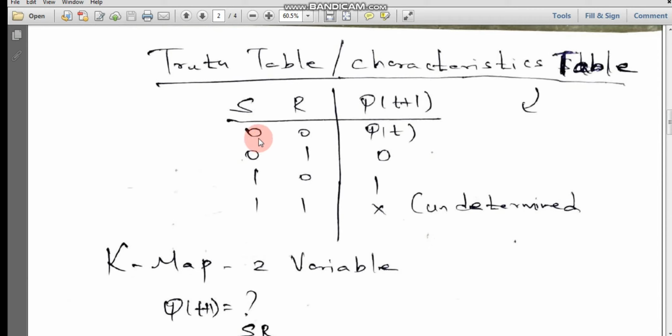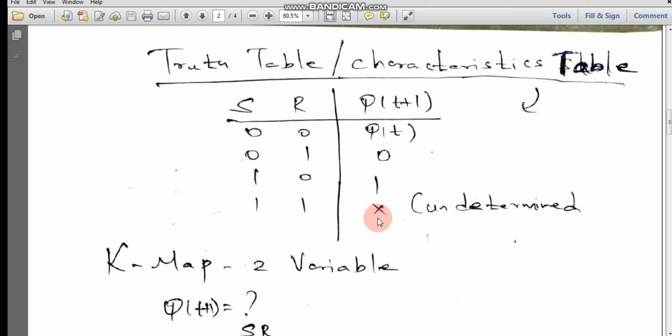So whenever S is 0 and R is 0, Q of t plus 1 follows Q of t. Whenever it is 0 1, it is the reset state, so it becomes 0. Whenever it is 1 0, Q of t plus 1 is equal to 1. Whenever it is 1 1, it should be undetermined. So next we are going to form the state equation for the SR flip-flop.